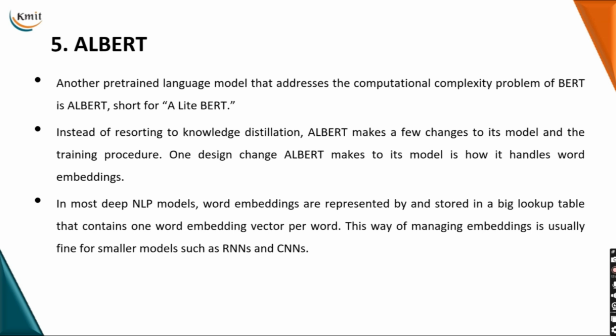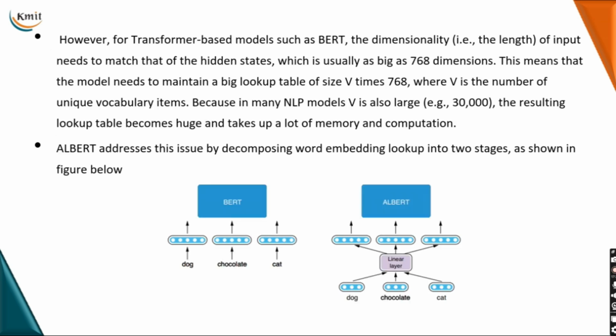Instead of resorting to knowledge distillation as we have seen in DistilBERT, ALBERT makes a few changes to its model and the training procedure also. One design change ALBERT makes to its model is how it handles word embeddings. In most deep learning models, word embeddings are usually represented by and stored in a lookup table that contains word embedding vectors. So this is a lighter version of BERT.